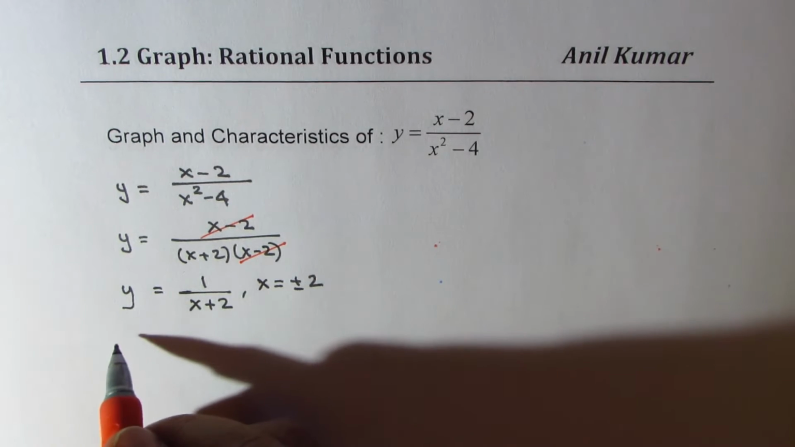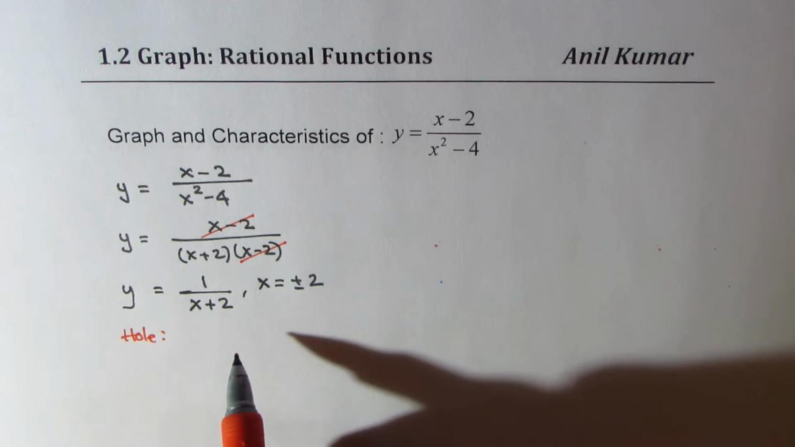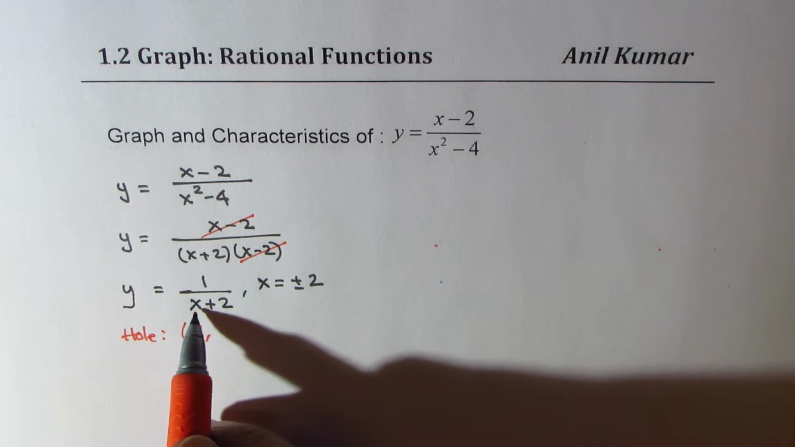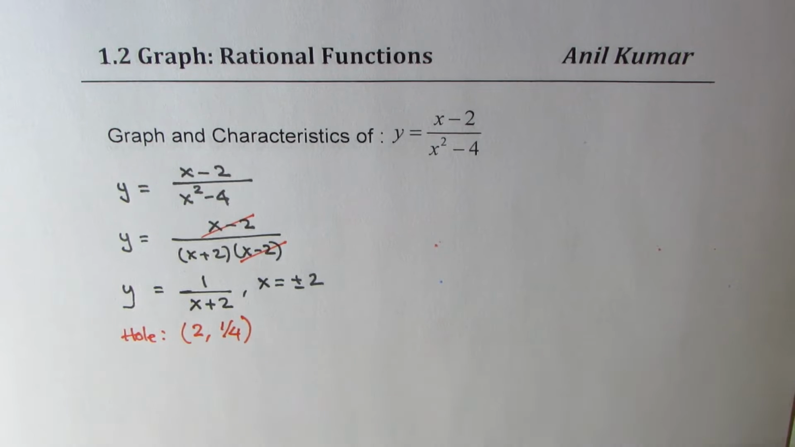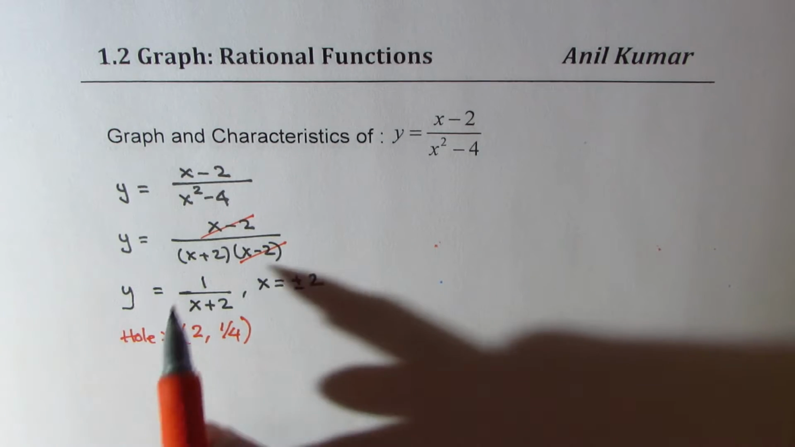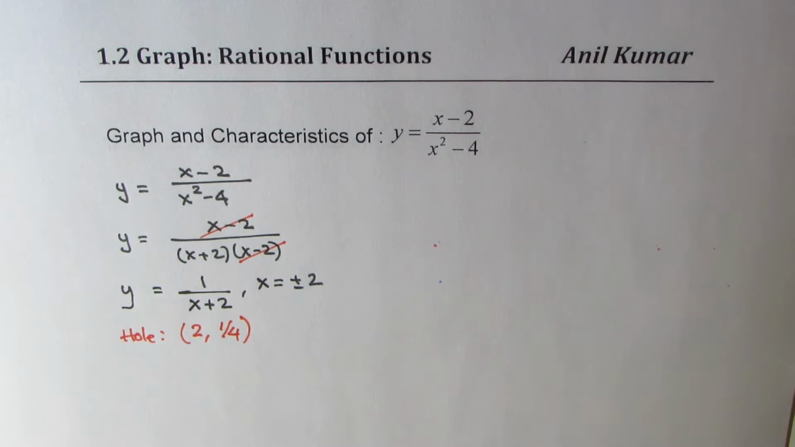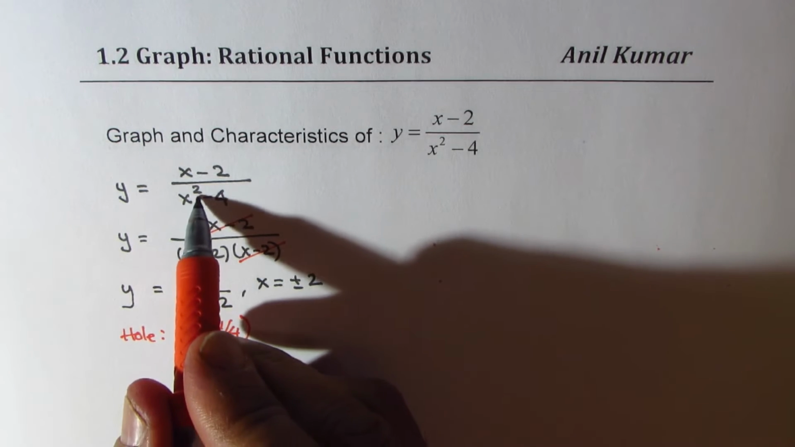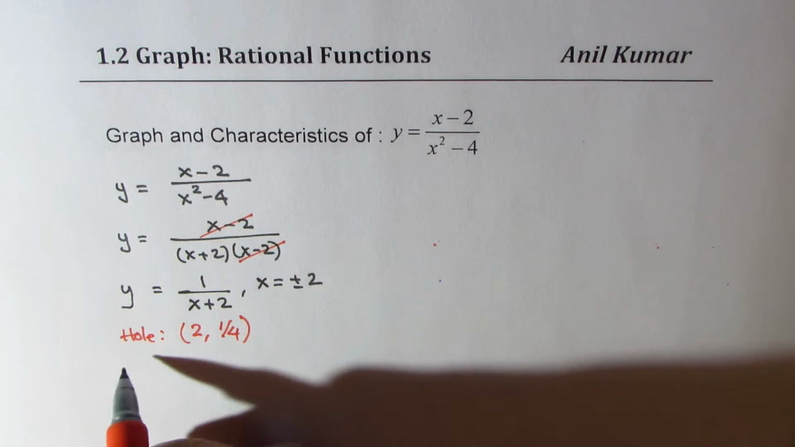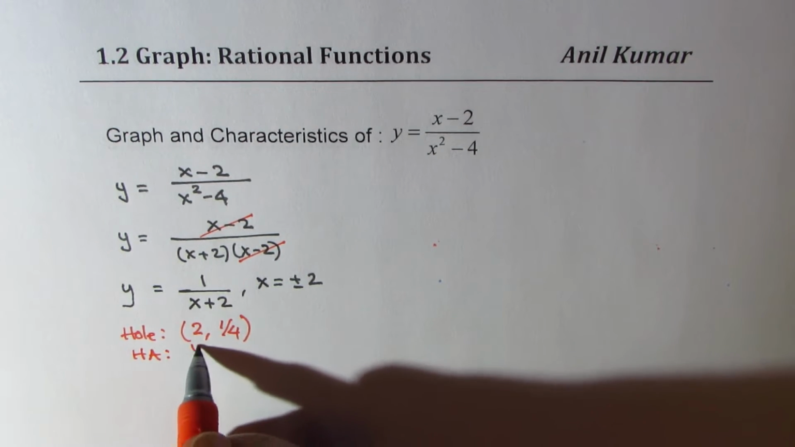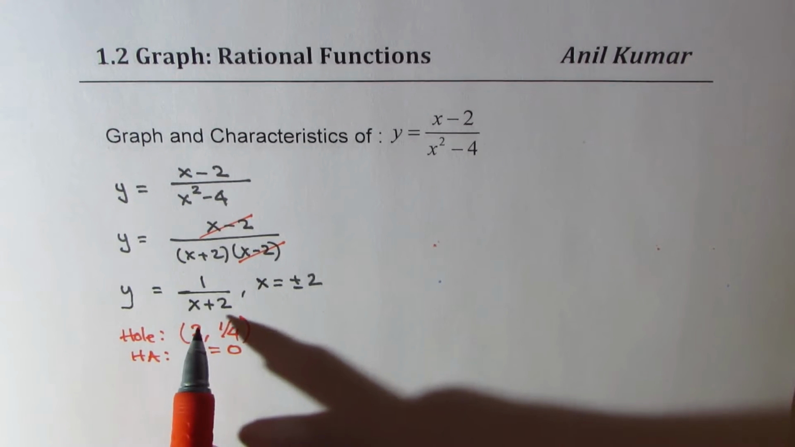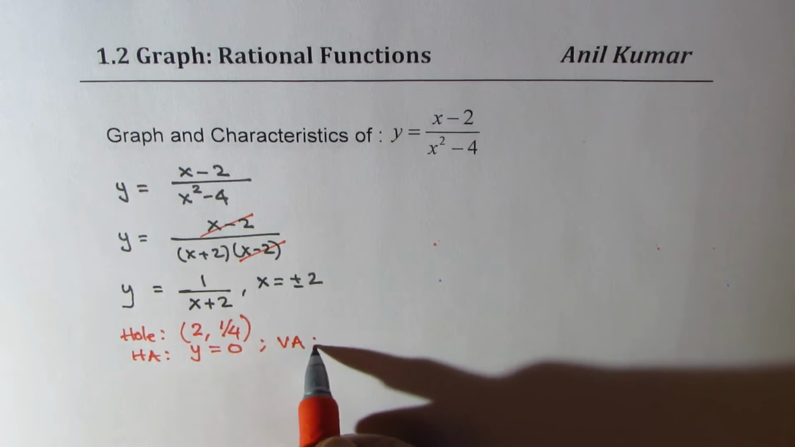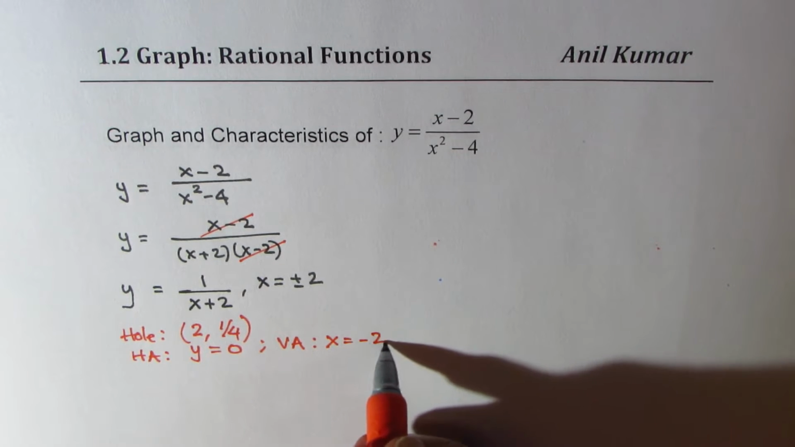So in this particular case, we do have a hole, and the location of the hole is at x equals 2, the factor, right? So the x value is 2. When I substitute 2 here, I get 1 over 4. Do you see how easy it is to calculate? Perfect. So that becomes the hole. And for this particular function, we do have a horizontal asymptote, since the degree of the denominator is higher, right? So the other characteristic is that we have a horizontal asymptote, which is y equals 0, correct? Now, after cancelling, we still have x plus 2. That means we do have a vertical asymptote, and the vertical asymptote is at x equals minus 2.